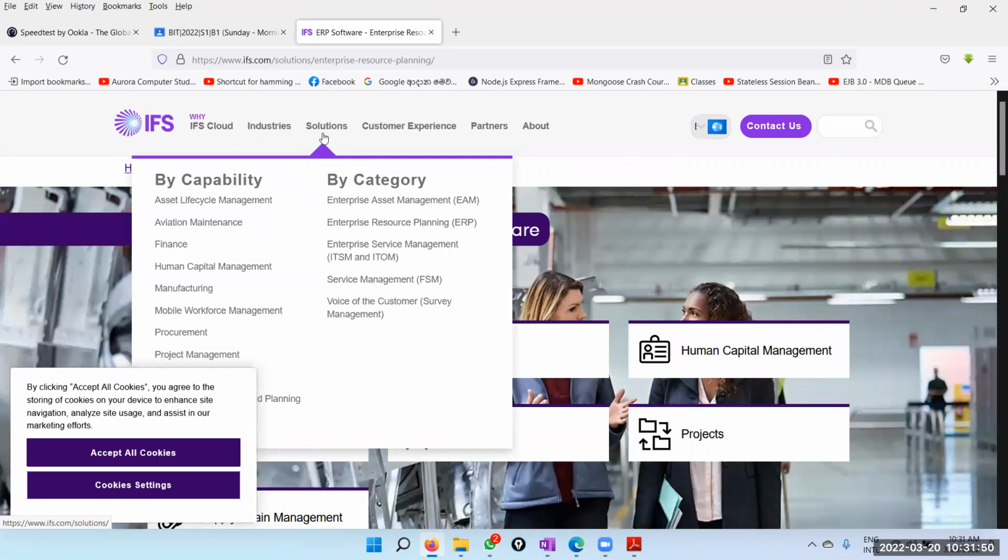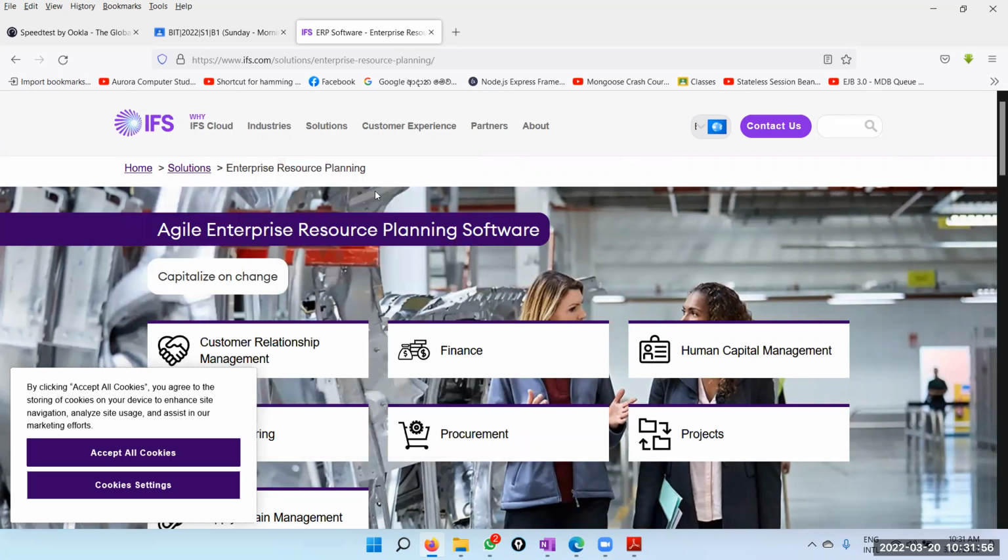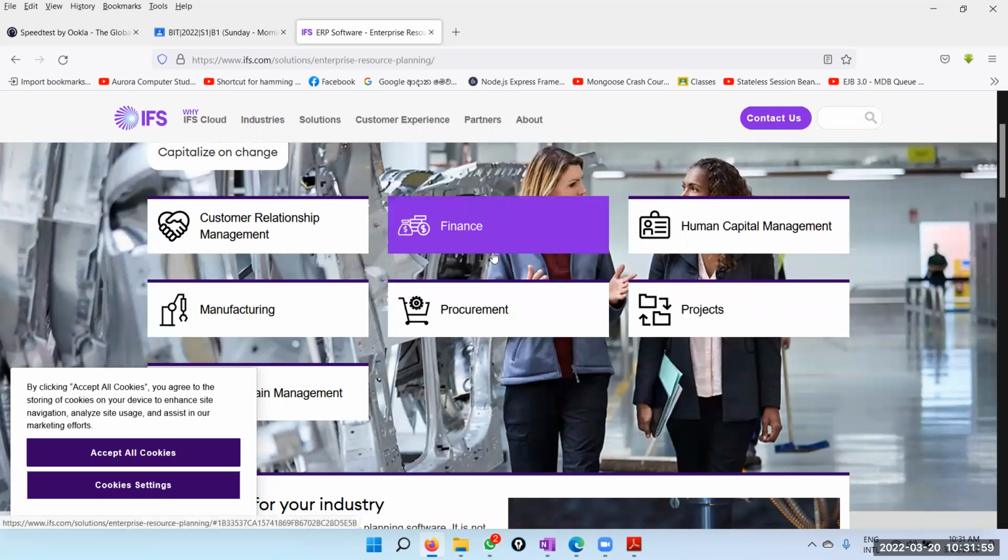Enterprise resource planning, enterprise asset management, right? Aviation maintenance, in aviation industry. So we have to decide which packages we want. Then they will get those packages and put it into one software and give it to you.